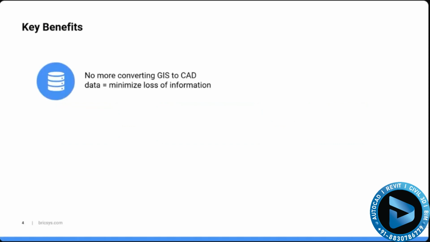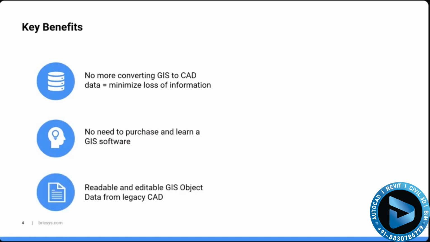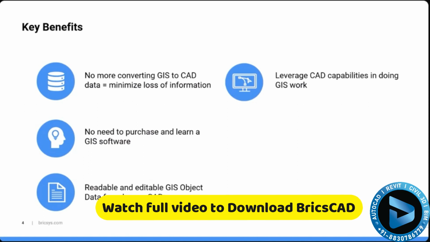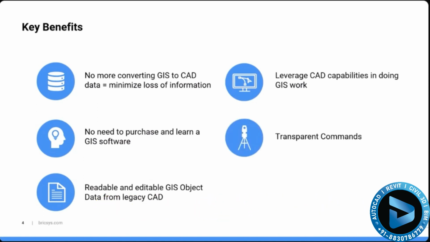So again, today we have seen that you don't need to convert your GIS file types to CAD type. You don't need to learn or purchase a new GIS software. You can also use BricsCAD to read and edit GIS object data created from legacy CAD software. BricsCAD also allows you to continue using CAD in doing your GIS work. And with the use of transparent commands, you don't need to convert your data from Common Civil Survey formats.